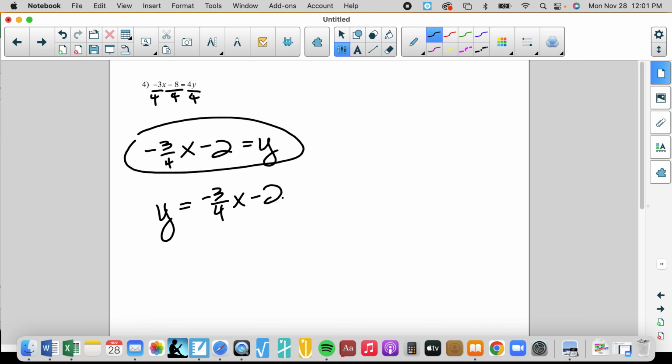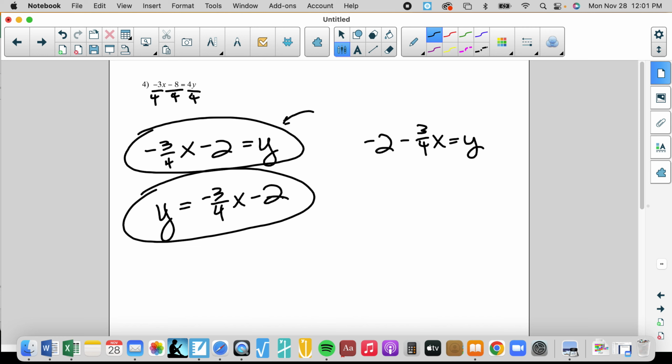We could do this. This is okay. And this is even better. If you're going to use this one, your variable has to come before your constant. I will not accept negative 2 minus 3/4 x equals y. That one I will not allow. But those two are okay. This one's going to be your best. I shouldn't do it in red. This is your best, most traditional.